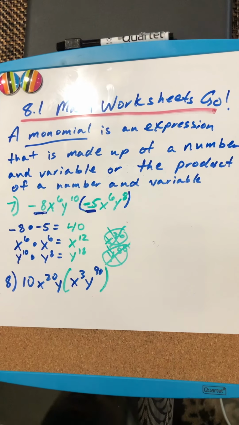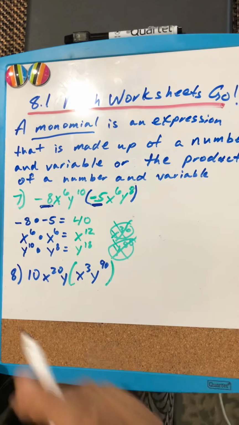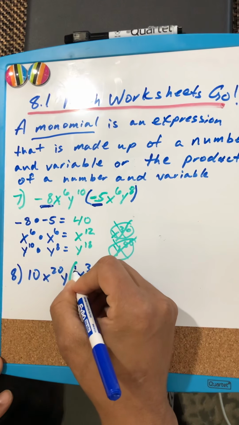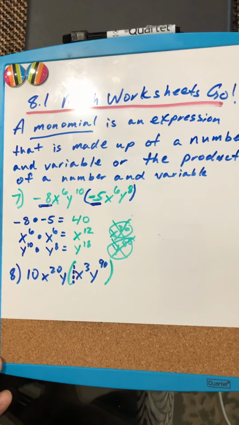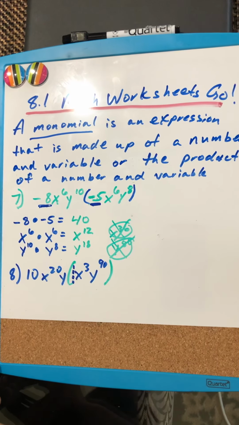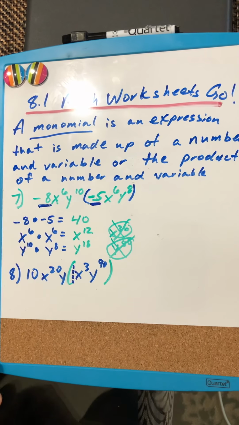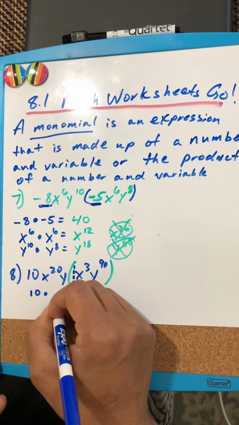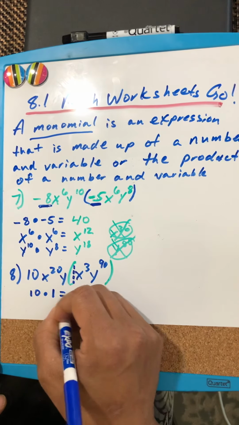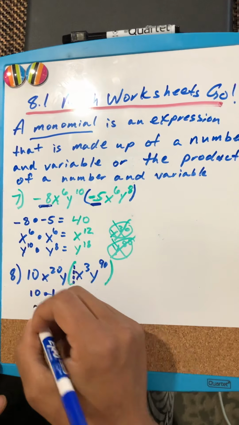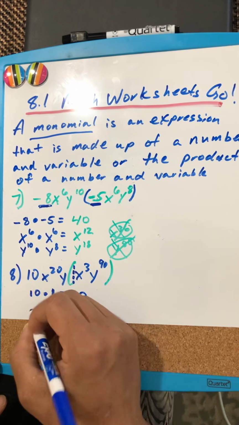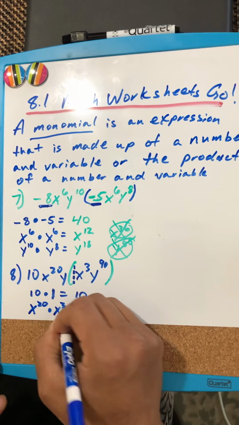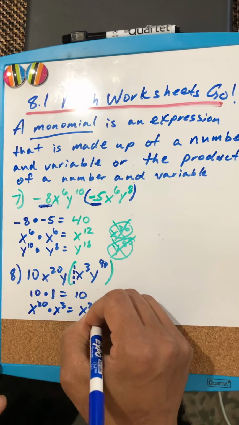Okay, class, so the second number that I'm doing, 10 times, remember that one I always tell you about? I'm making it dotted right there because it's there, but we really don't write it, but we just have to know that it's there, okay? So I'm gonna multiply that 10 from this monomial times the 1 from this monomial here to get 10. Then I'm gonna take the x to the 20, multiply that by x to the third to get x to the 23.